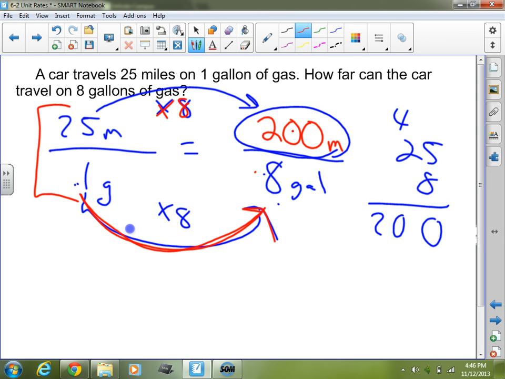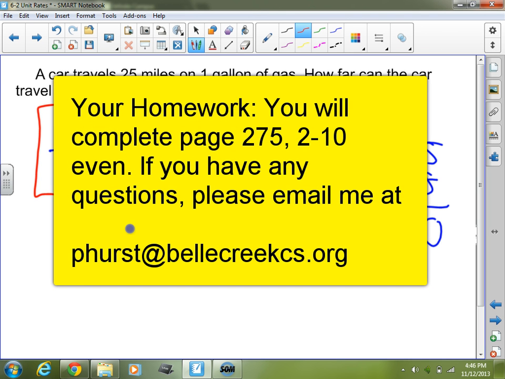Your homework tonight is going to be page 275, 2 through 10 even. Once again, page 275, 2 through 10 even. Have a great night.